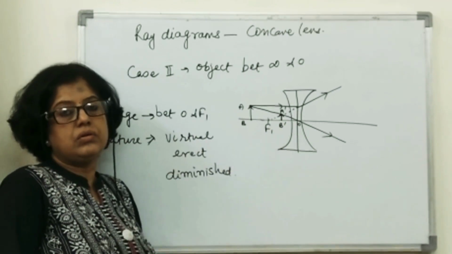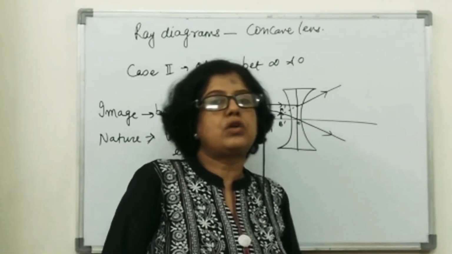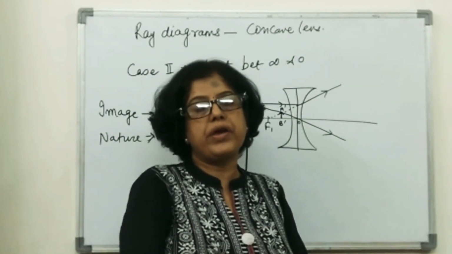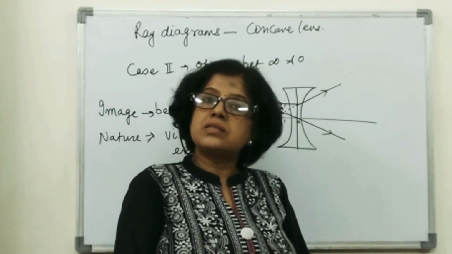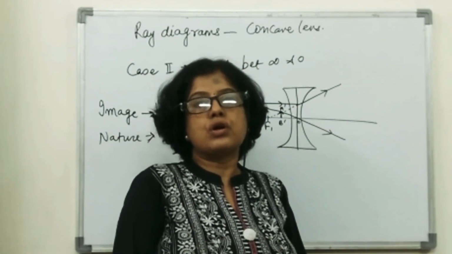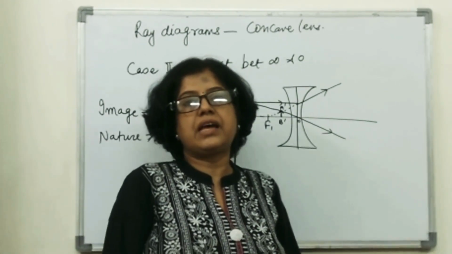Okay. So we know what types of images a concave lens can form, and where a concave lens can be used we'll be discussing later. So that's all for the day. In the next class we'll talk about the ray diagrams and the image formation in a convex lens. Thank you. Have a nice day.